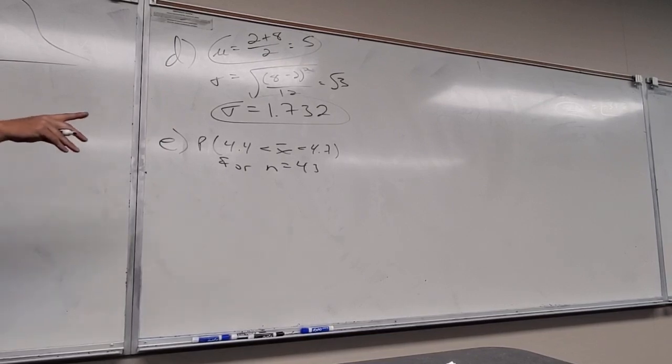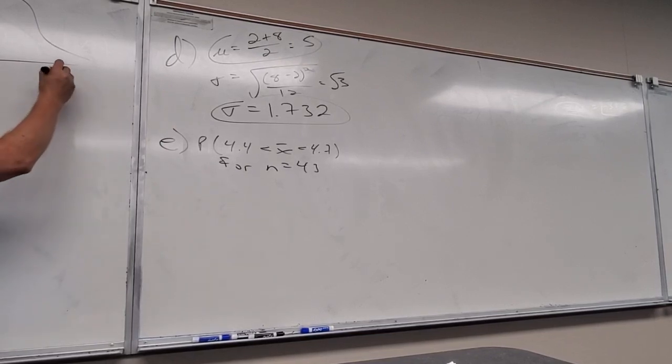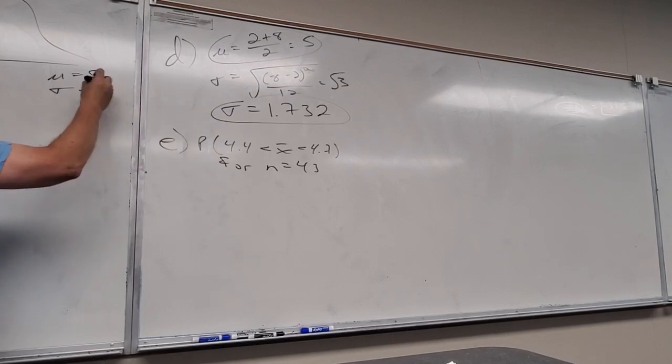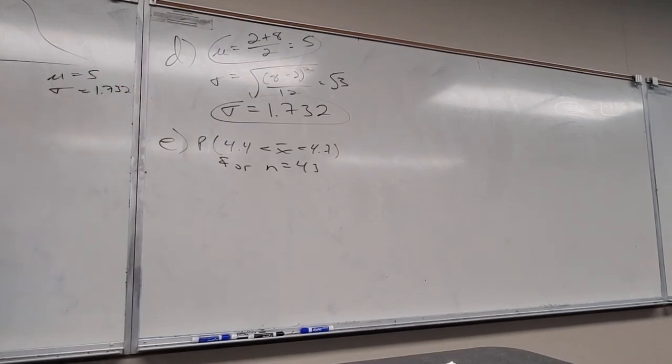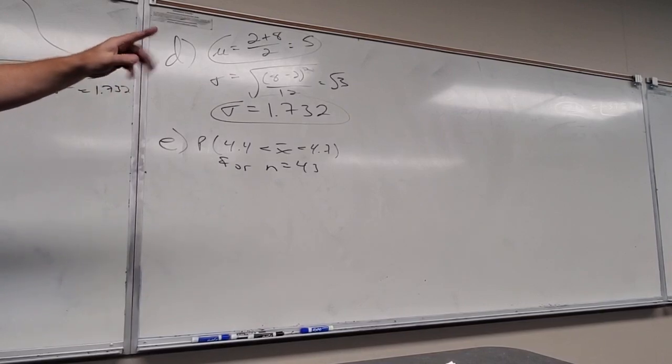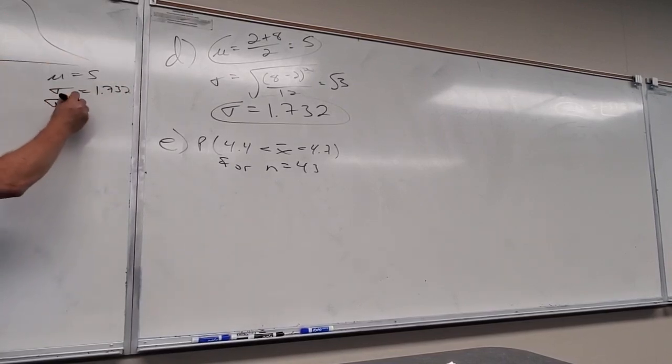What do I have to do first, though? Be careful. The mean was 5. The standard deviation for individual numbers is 1.732. Before I can make a z-score, what do I need? So this standard deviation is good for individuals. We have samples of size 43, so yeah, I need to change this.